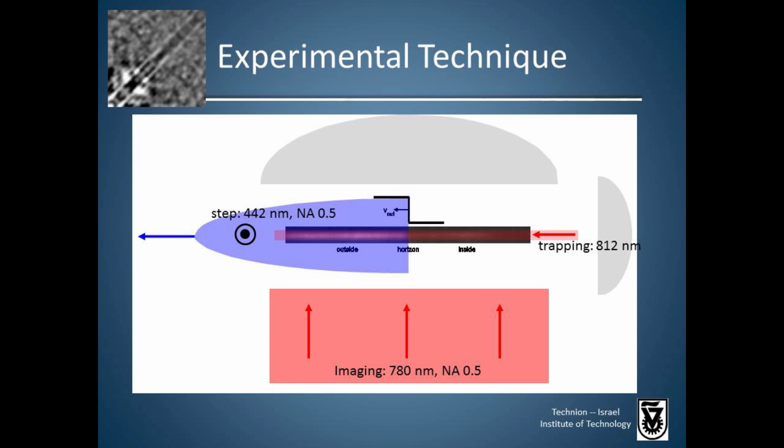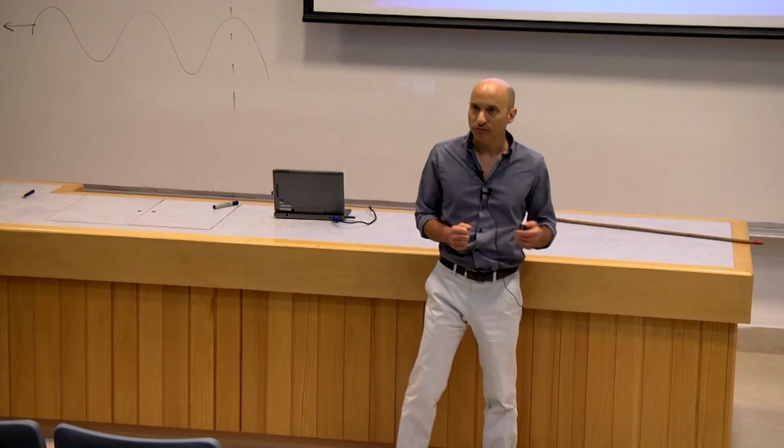Furthermore, there's also a trapping laser beam at 812 nanometers. This is a red-detuned laser beam, so it creates an attractive potential for the atoms. This beam is very weak because I wanted low density. So this beam is not strong enough to support the atoms against gravity. So there's a magnetic field gradient which counteracts gravity.